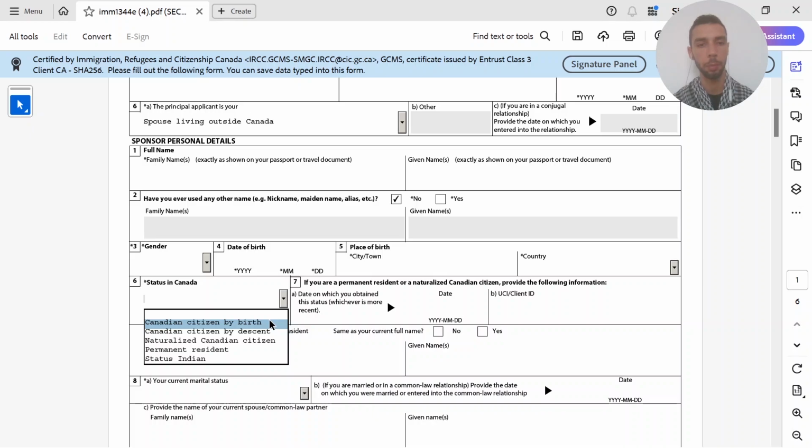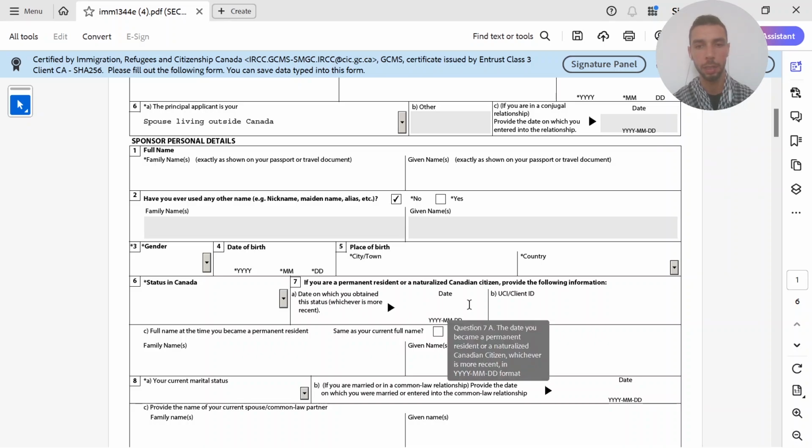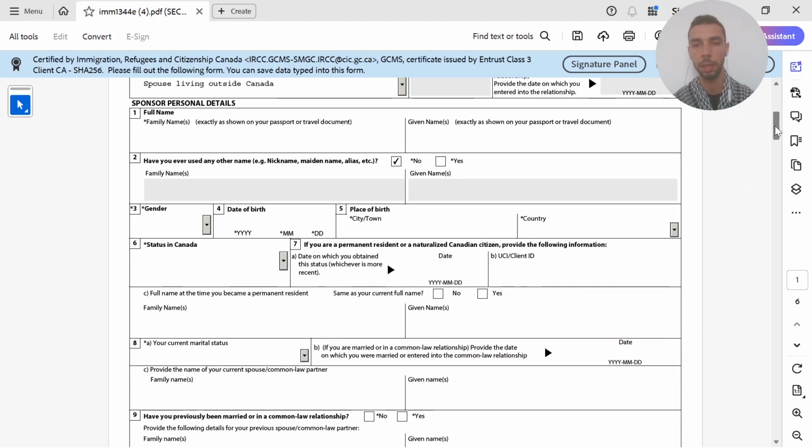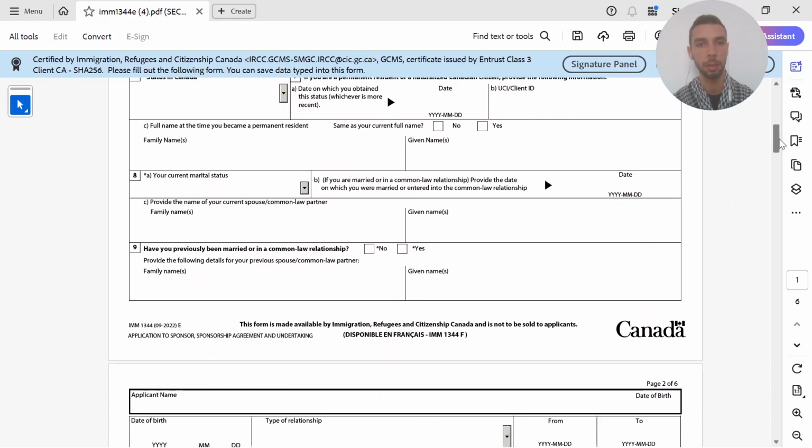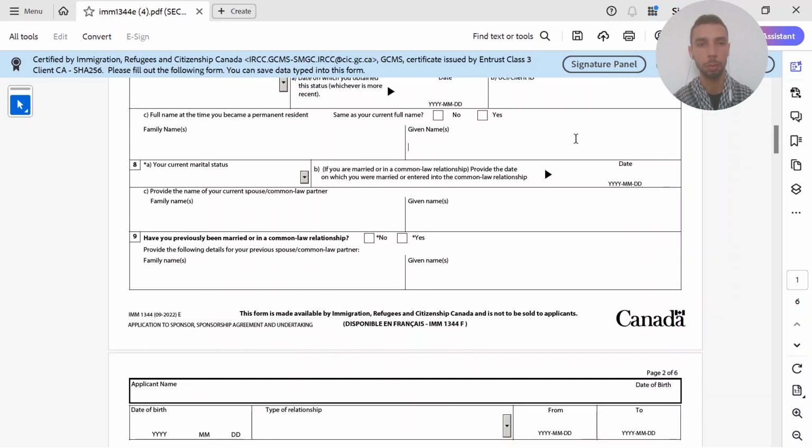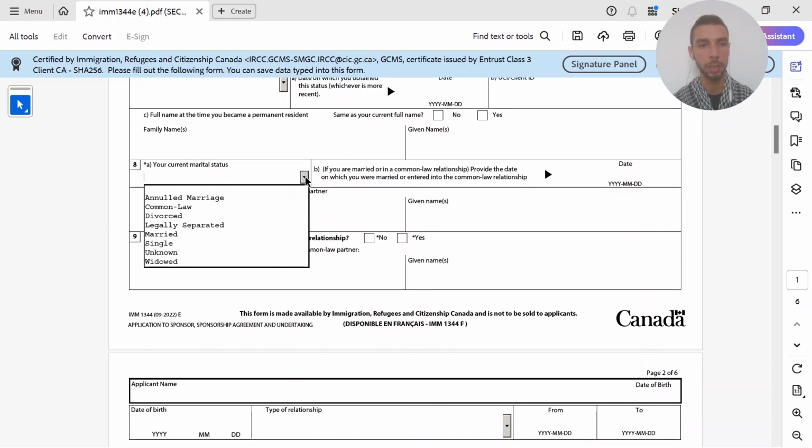whether you're a citizen by birth, by descent, a naturalized Canadian citizen, a permanent resident, or an Indian. Here they mean not Indian from India, but Indigenous Native Canadian. If you're a permanent resident or a naturalized Canadian citizen, you have to enter the date on which you obtained your citizenship or your PR, as well as your unique client identifier if you are a permanent resident. So here you complete with your name, your current marital status.